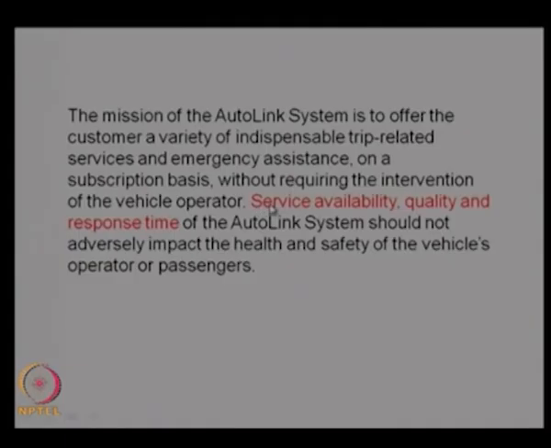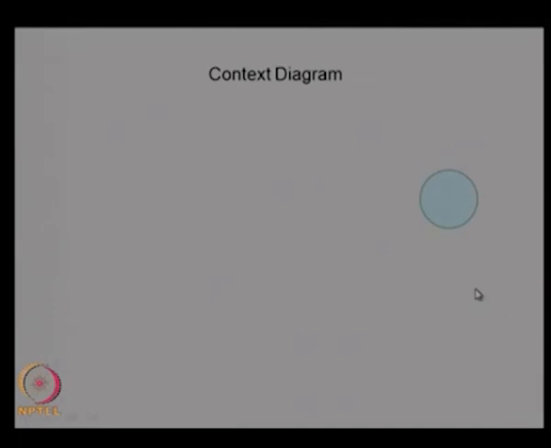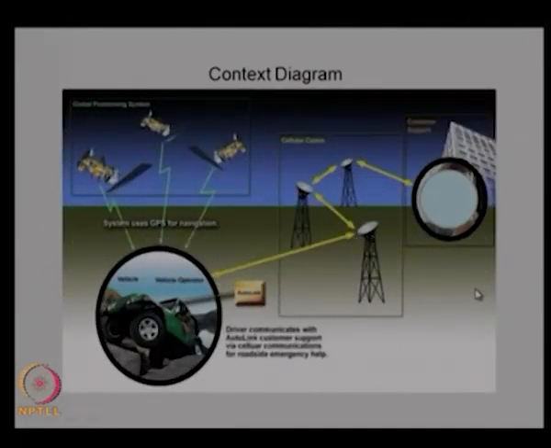So whatever the service provided, its quality and response time should not in any way affect the health and safety of the vehicle's operator or passengers. That is the condition under which the services are to be provided. So we need to look at the context diagram. What will be the context diagram for this particular system?